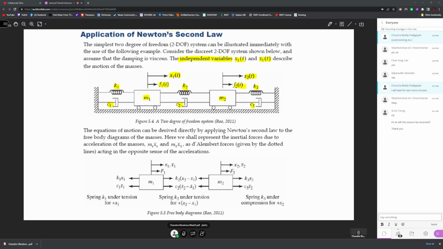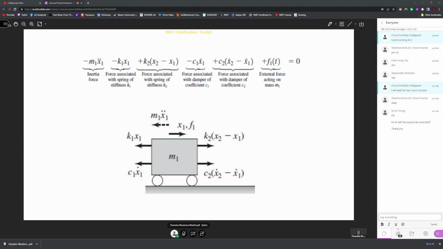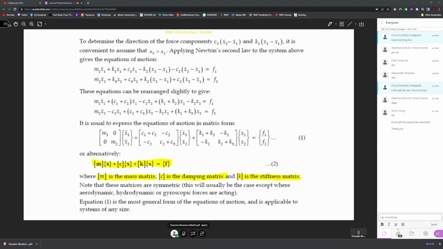So for such a system, we can easily derive the equations of motion by drawing the free body diagram for both the masses as shown here. Then we can write Newton's law, and from Newton's law, we can modify this and express the equations of motion in matrix form. So always you will have a mass matrix M1, 0, 0, M2 multiplied by the acceleration matrix. X1 double dot, X2 double dot is the acceleration matrix.